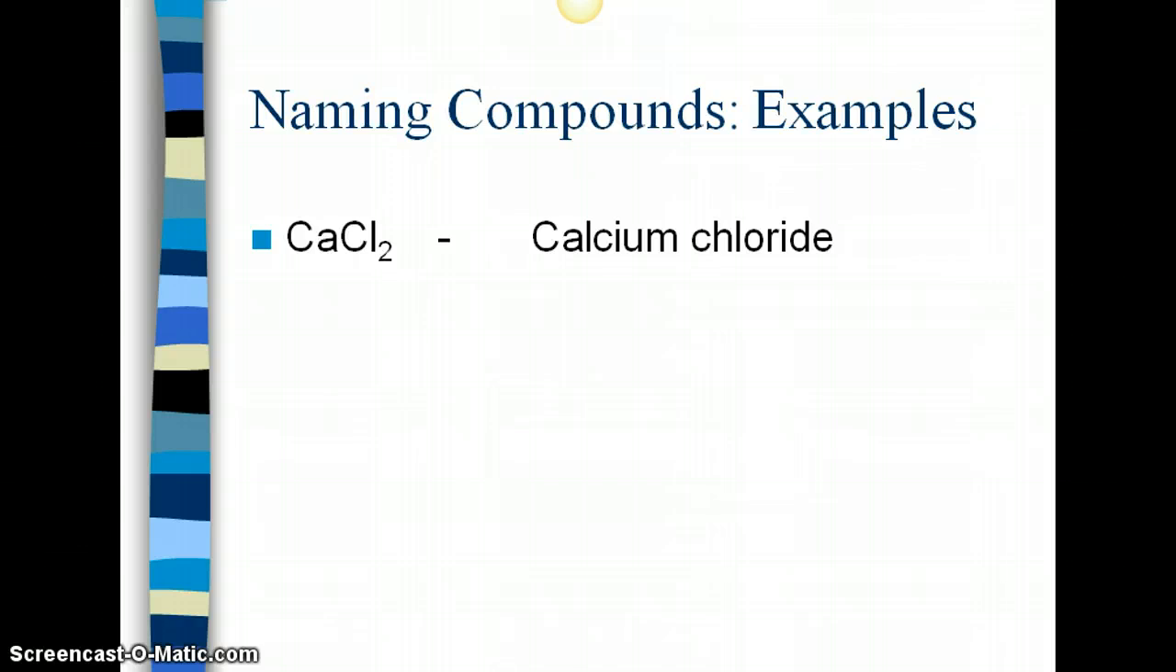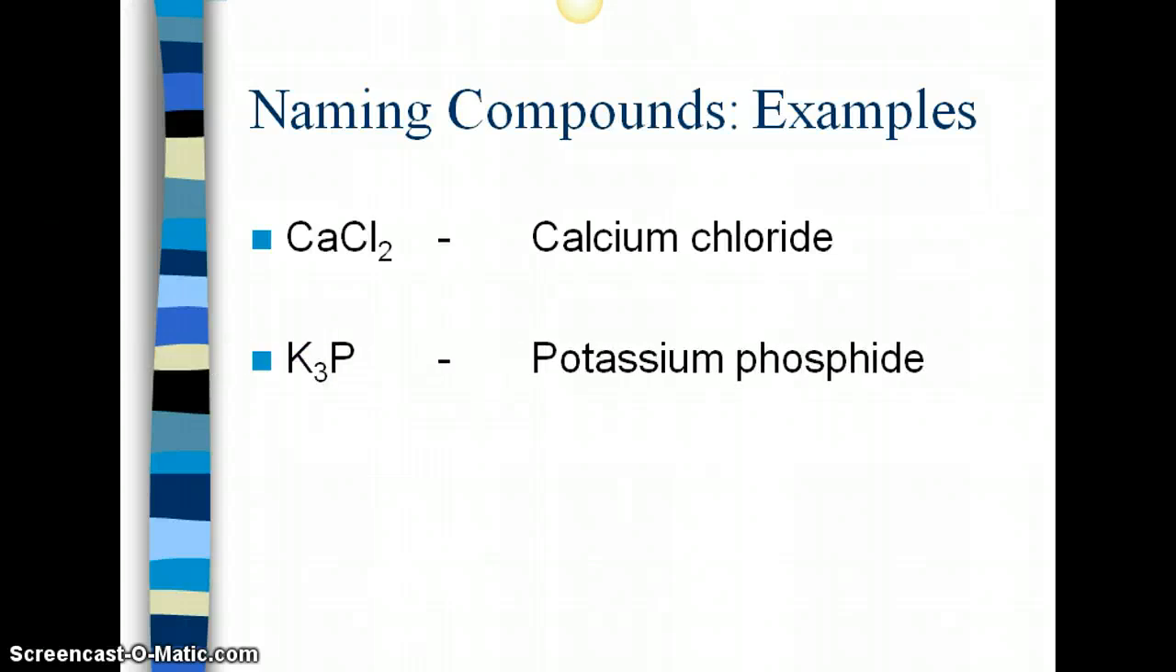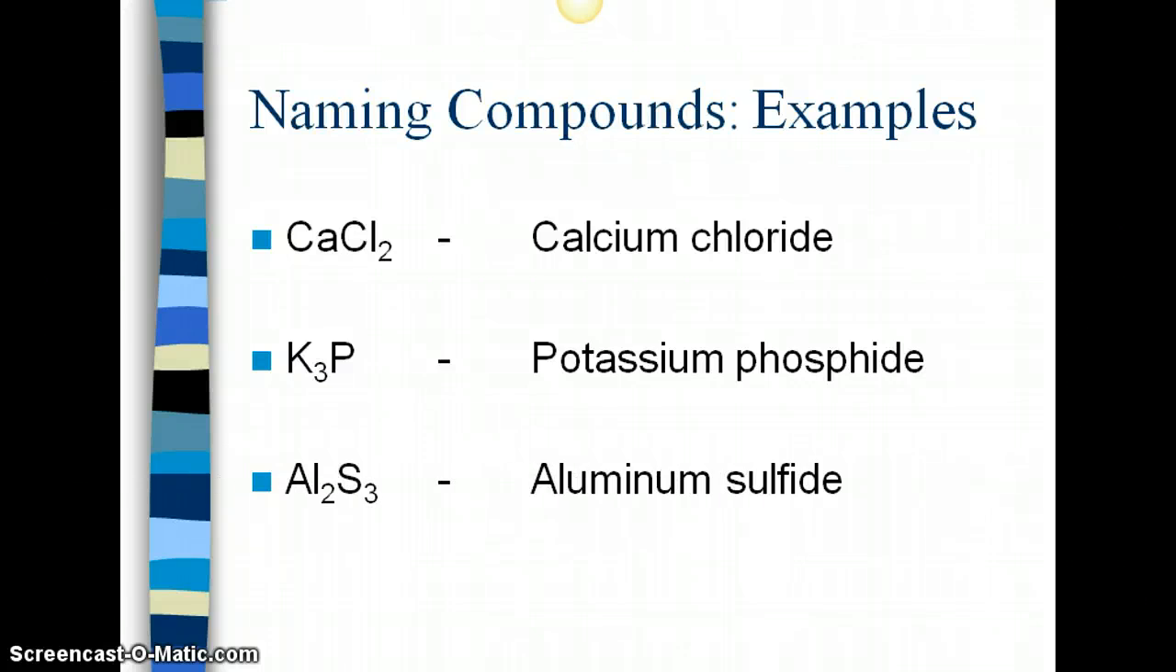The first one, CaCl2, calcium chloride. K3P, potassium phosphide. Al2S3, aluminum sulfide. So when you see that ending IDE, that just means it's in a compound form. It doesn't mean it's a new type of element or anything. And a lot of people will ask, well, I can't find sulfide on the periodic table. It's because it's not there as sulfide, it's there as sulfur. It just happens to be in a compound at this point.